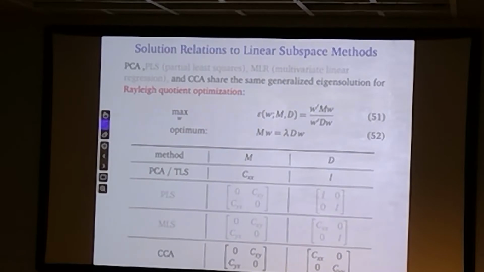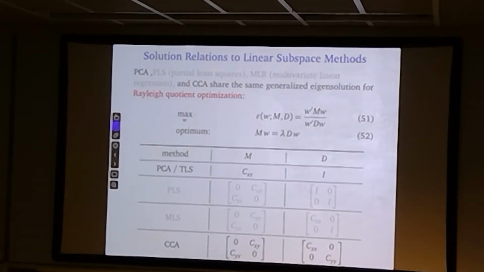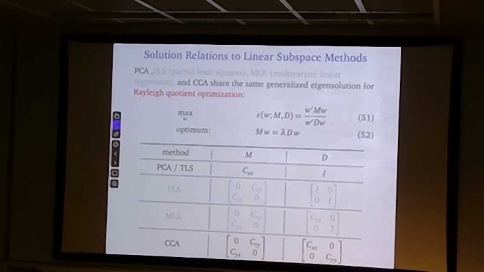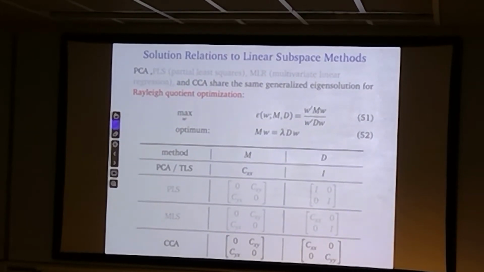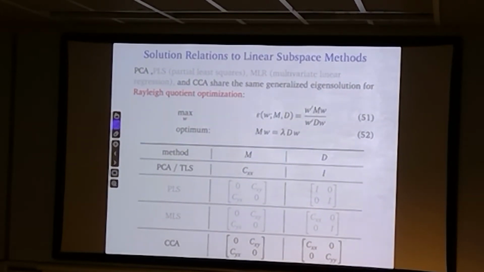So we can look at this, and it gives a unifying view to a bunch of eigen approaches. PCA, and there are other things I grayed out. We are not going to talk about them. You just need to know that it's not just PCA and CCA. They're a bunch of approaches. They all share the same generalized eigen solution for the Rayleigh quotient optimization. The only difference is what their M is, what their D is.